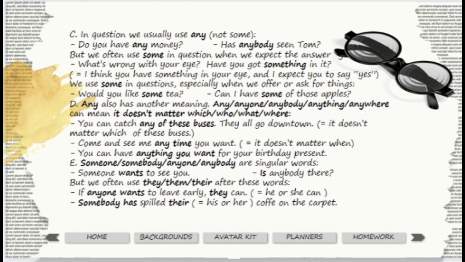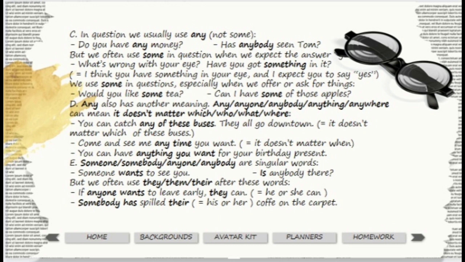C. In questions, we usually use any, not some. For example, do you have any money? Or has anybody seen Tom? But we often use some in questions when we expect the answer yes. For example, what's wrong with your eye? Have you got something in it? It means I think you have something in your eye and I expect you to say yes.